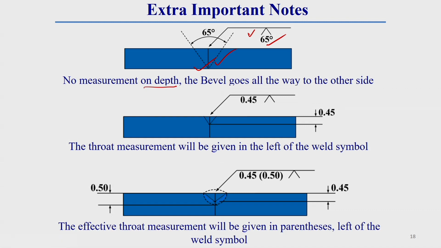But if the beveling operation is performed for only a particular portion of the thickness of the weld, like here, only this much portion has beveling done. Here, let us say the angle of this bevel is 70 degrees. So, here we have to provide the angle as well as the depth of the bevel operation.